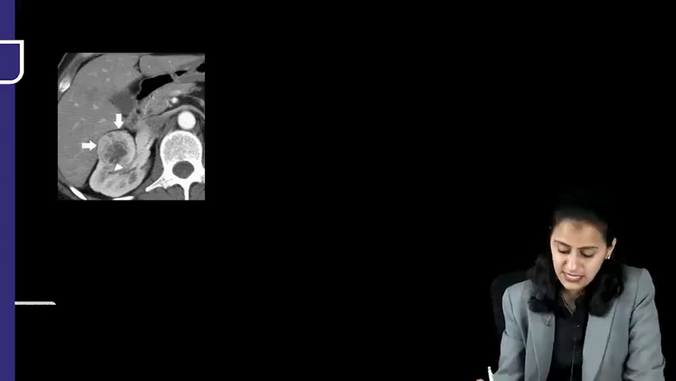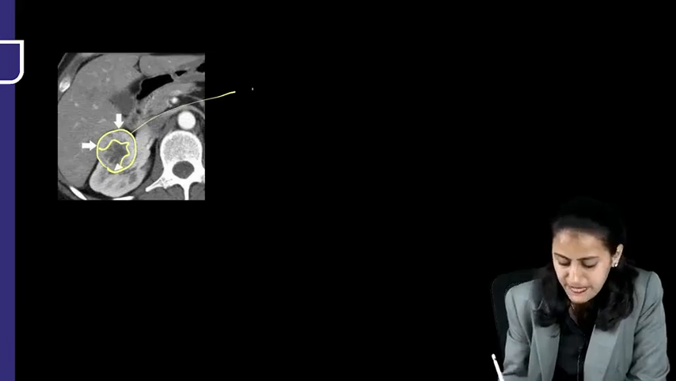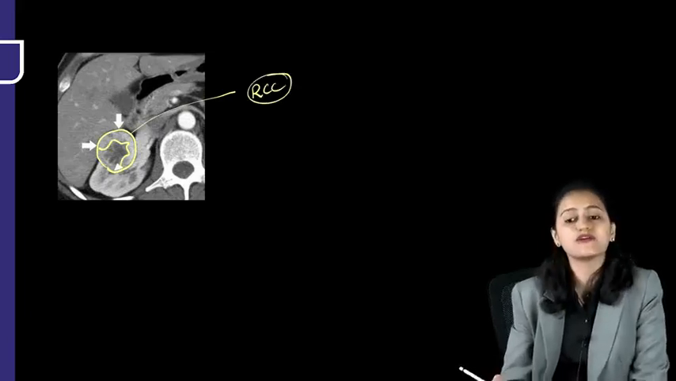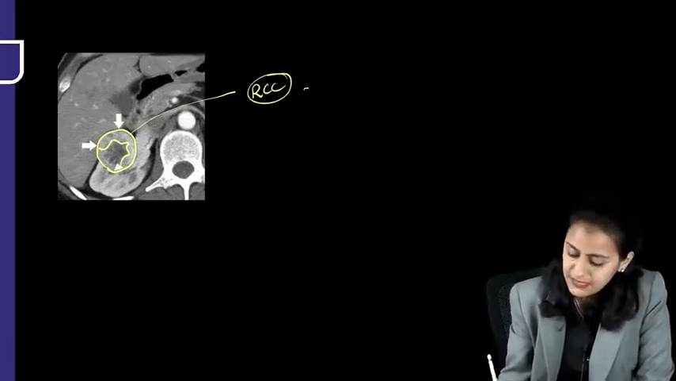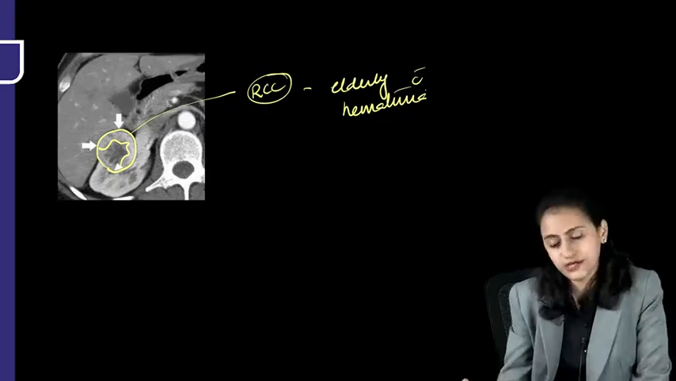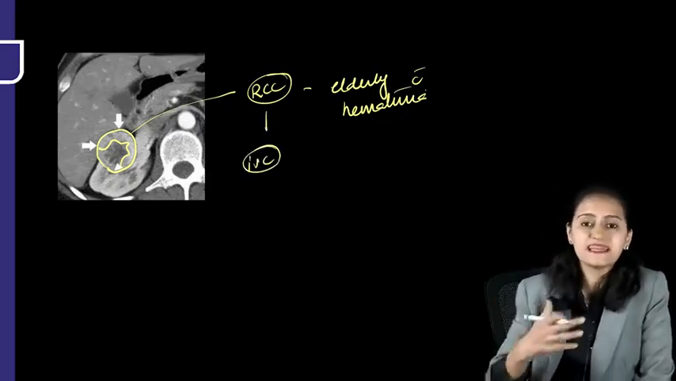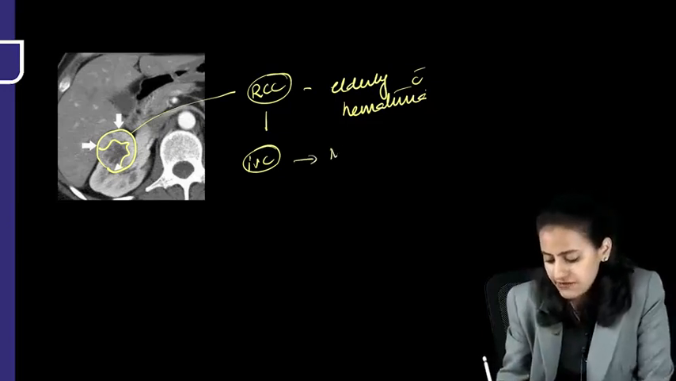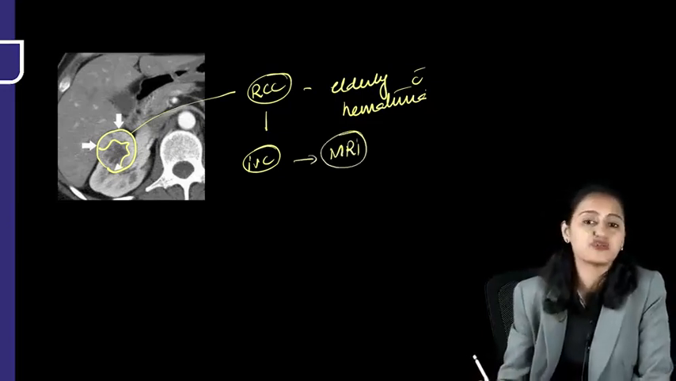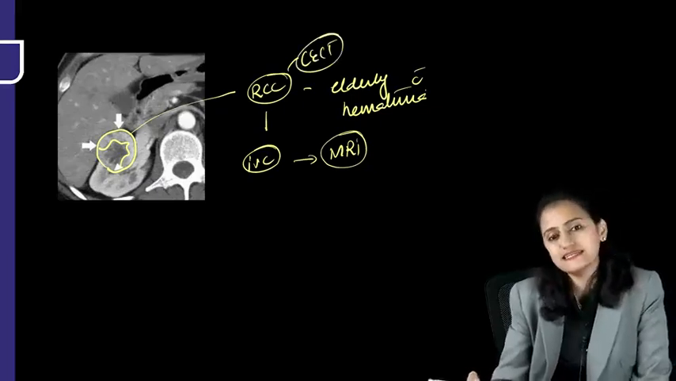Next one, what is this? A renal lesion now having the solid enhancing component. Then in that case, we think of renal cell carcinoma. The history here would be an elderly patient with painless hematuria. And RCC can go into the IVC, right? The extension into the inferior vena cava. For that, the investigation of choice is MRI. For RCC itself, it is CECT.